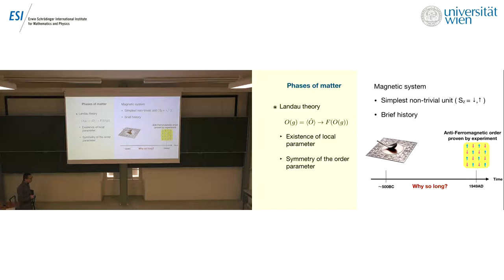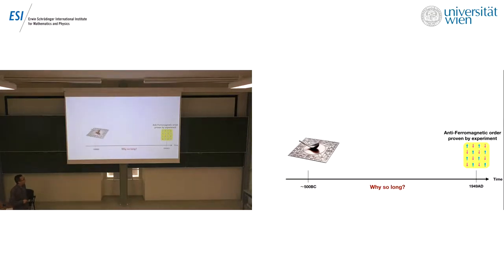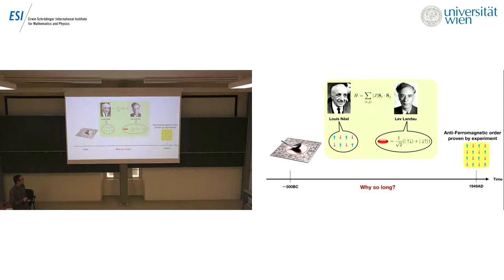However, after the discovery of ferromagnetic order, there's another interesting, non-trivial pattern, the anti-ferromagnetic order. It was discovered very late, only in 1949. One of the interesting questions is why it takes so long between those two discoveries. It turns out that going from this notion to the anti-ferromagnetic notion, you are studying a different kind of Hamiltonian where this J is positive. That means those spins want to arrange themselves in the anti-ferromagnetic way.